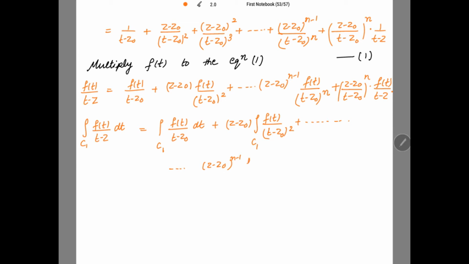This is your n minus 1th term. Why am I taking all these outside? Because integration is with respect to dt, so z minus z naught can be taken outside. This can't go outside because t is contained in this fraction. So this can't be taken outside because t is included. So take this as your 2.